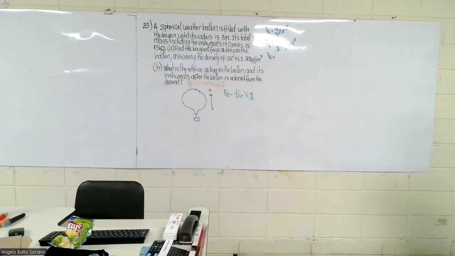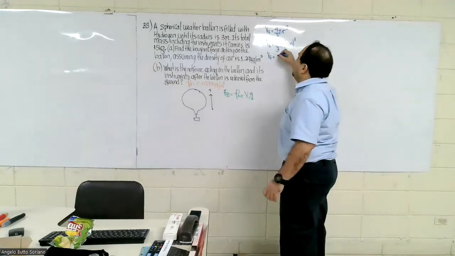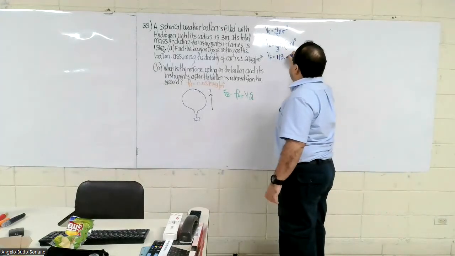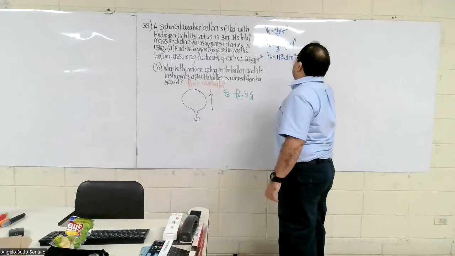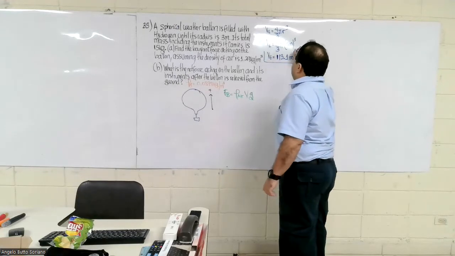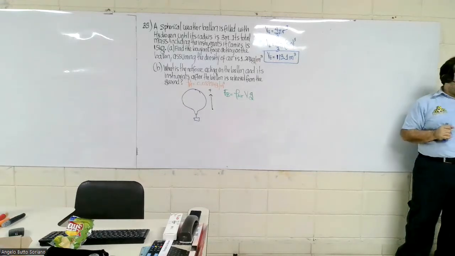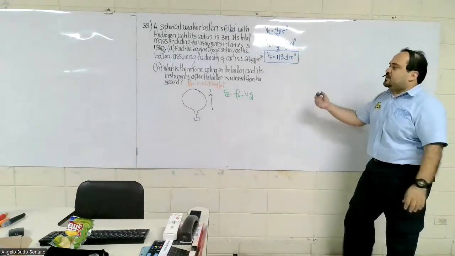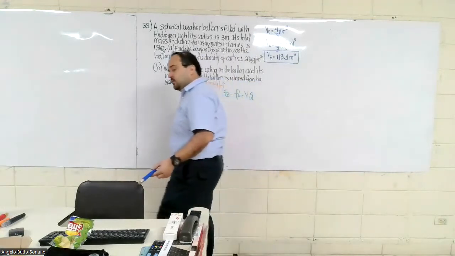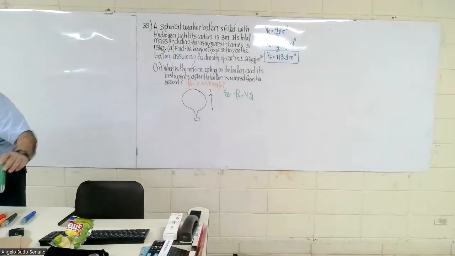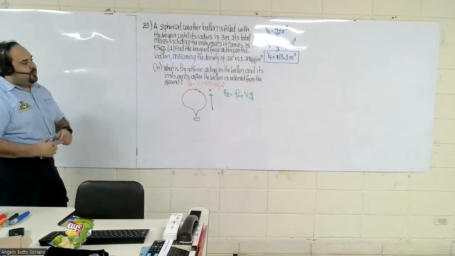That will be 113.1 cubic meters. This is going to be the volume of the sphere. Now let's try to find the buoyancy force.